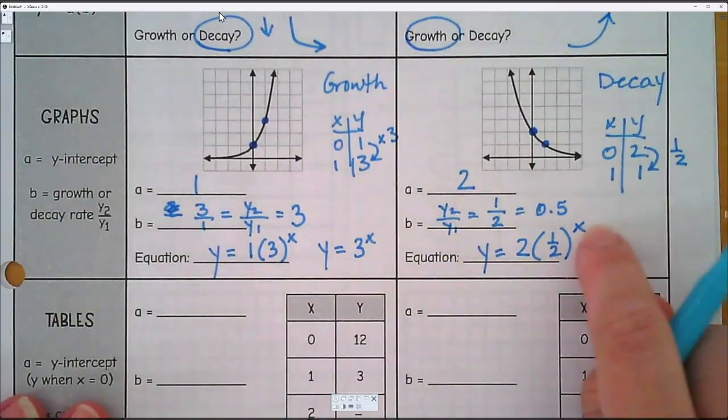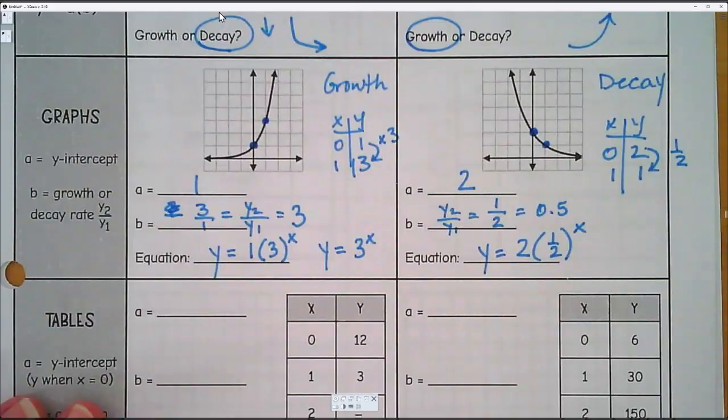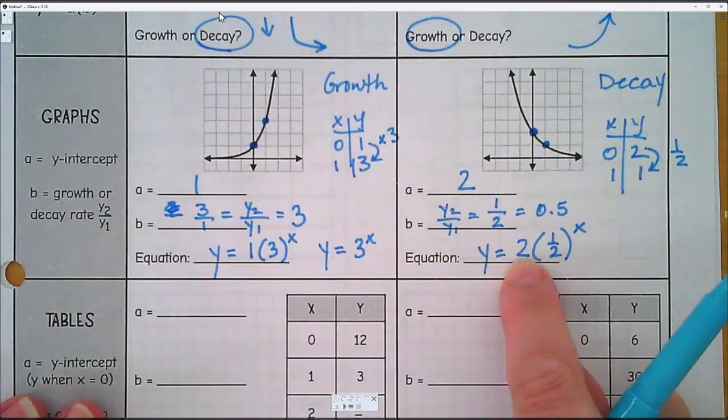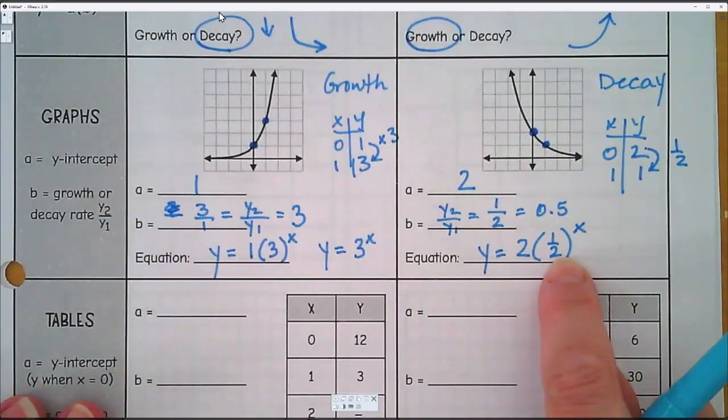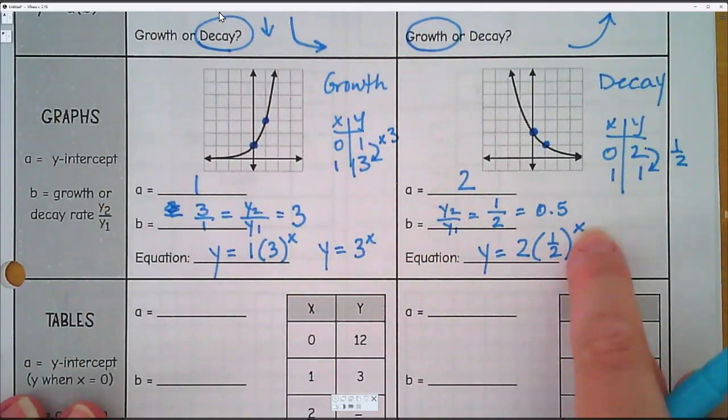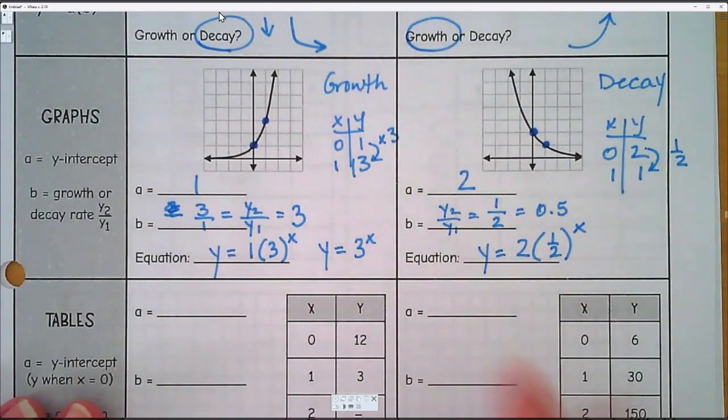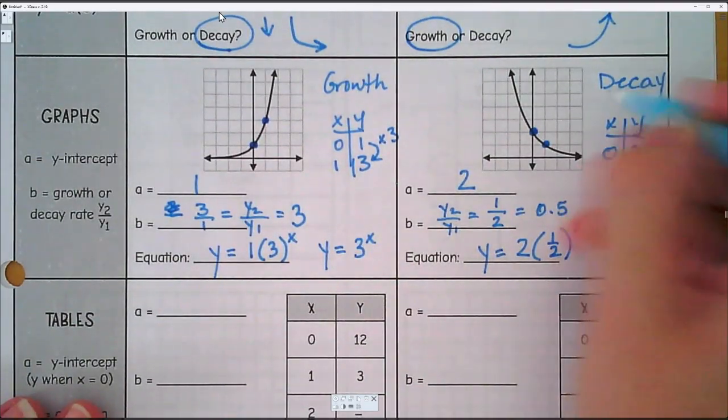And again, that x is always going to be in the exponent place. What this says is I'm starting at 2, and then I'm taking half of that again and again and again. However many times I do that, I'm going to be cutting it in half each time, which is why it is going down.